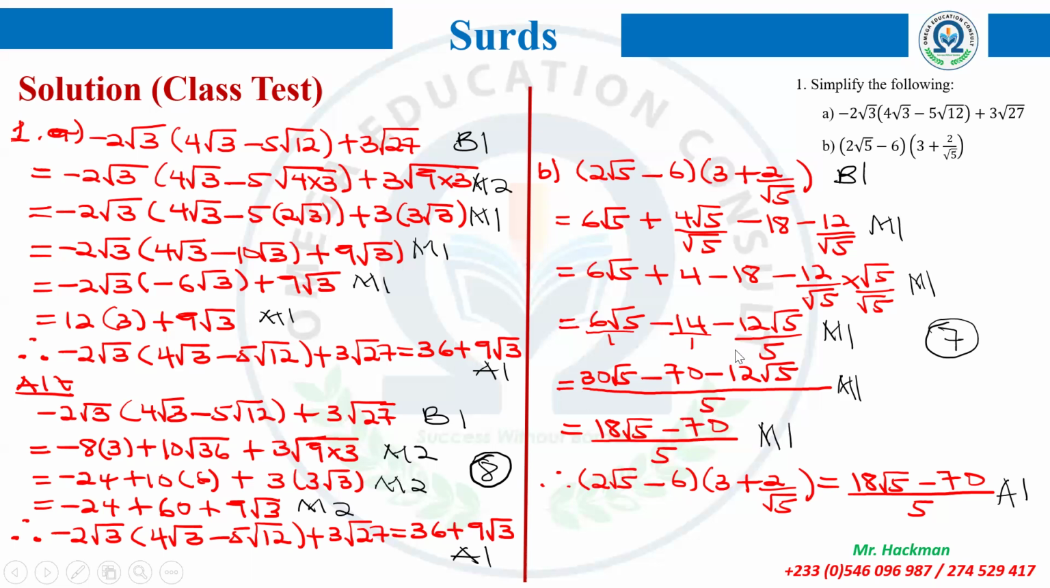So I take the LCM. So if I take the LCM, remember this is over 1. Any term with no denominator, the denominator is 1. So the LCM will be 5. So I ask myself, 1 will go into my LCM 5 how many times? 5 times, then times the whole of this. So 5 times this will give me 30 roots of 5.